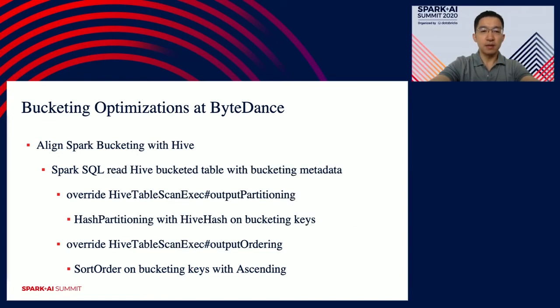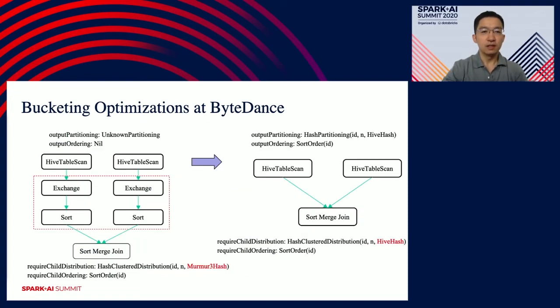The next step is that Spark needs to recognize the Hive bucket table. So we override the output partitioning of Hive table scan exec to hash partitioning with Hive hash in the bucketing case, and then we override the output ordering to sort order in the bucketing case, with ascending. Let me illustrate more with this picture.